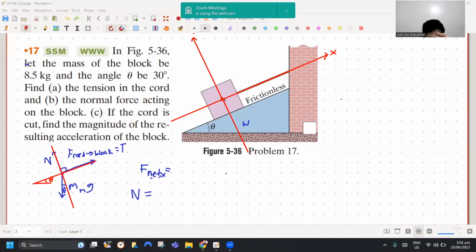So, what are the components, in component form? What will be the components of the tension, normal force, and gravitational force along X and Y? So, write all the forces in component form, or in terms of I and J.